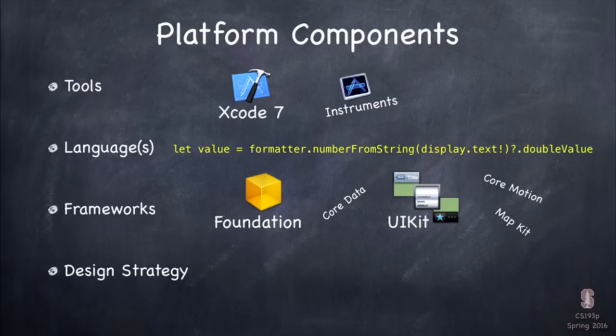Then there's a lot of frameworks. Like Foundation and UIKit, which is the base core services stuff and the UI stuff. But there's also Core Data and Core Motion and MapKit for all these things like the gyro and the accelerometer and the object-oriented database and all that. So there's a lot of frameworks, and we'll cover as many of them as we can.